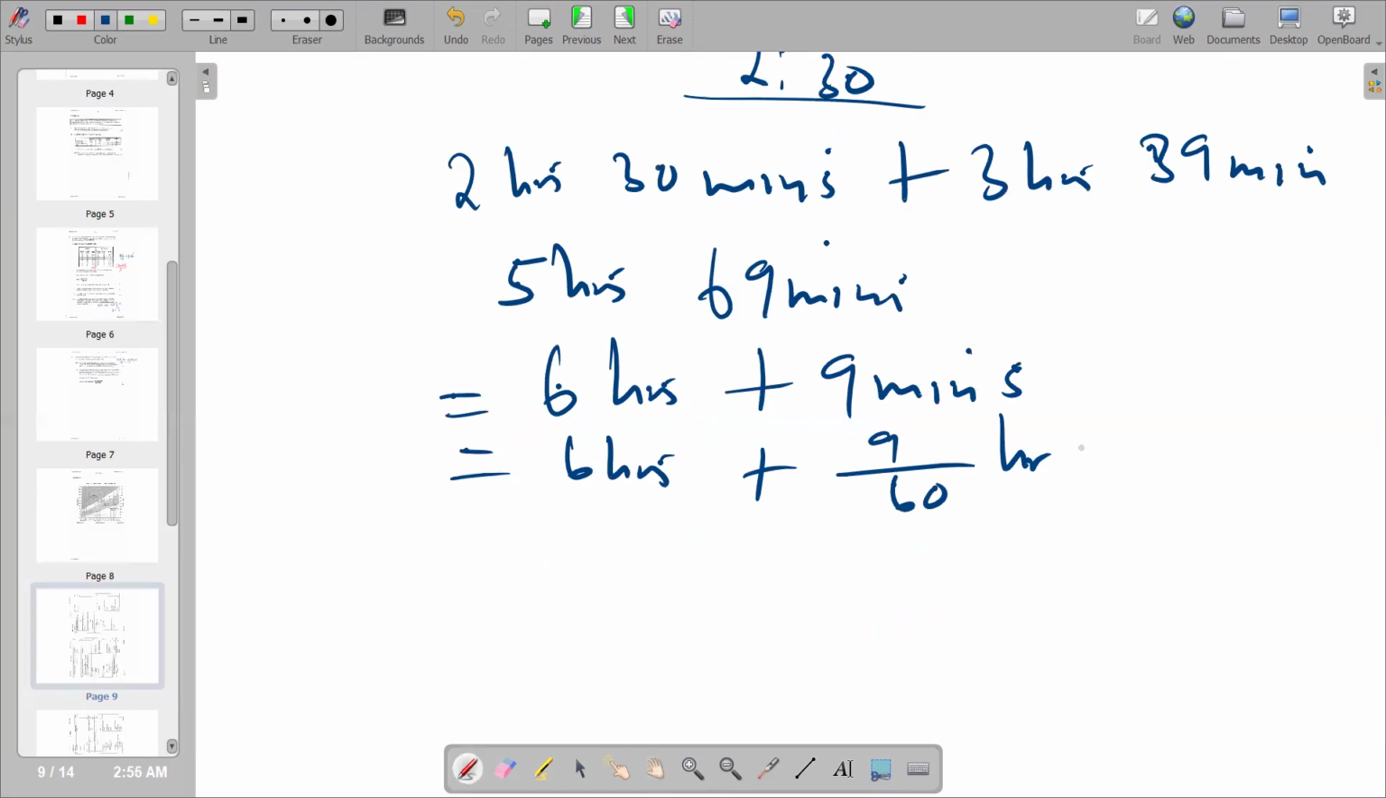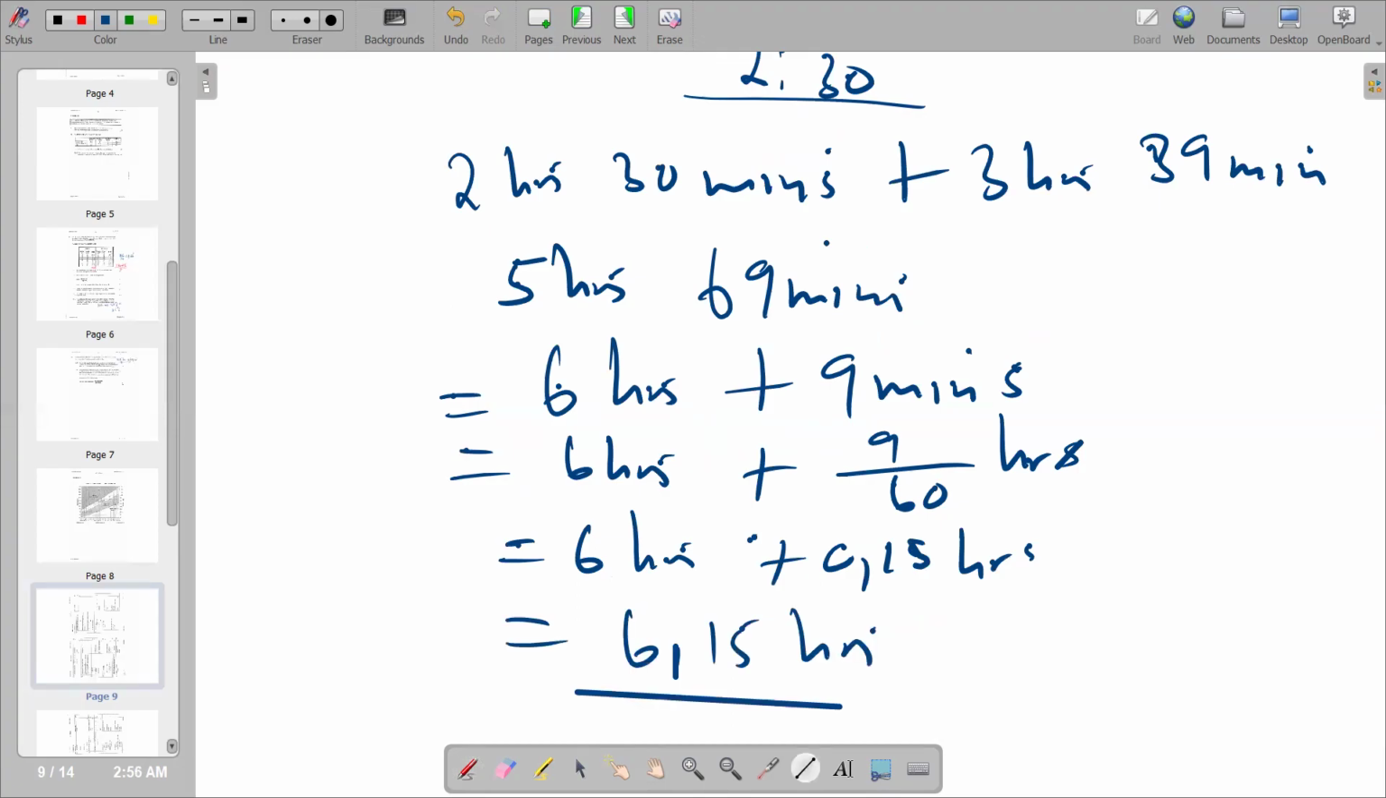So if you say 9 over 60, now you're going to get it as 0.15. So you're going to say 6 hours plus 0.15 hour. If you add the two, it becomes 6.15 hours. So this becomes our final answer.